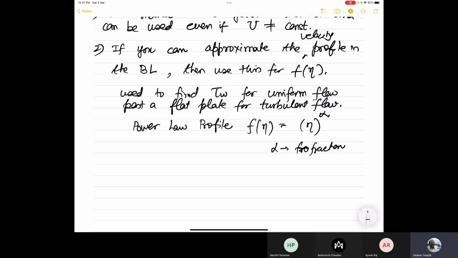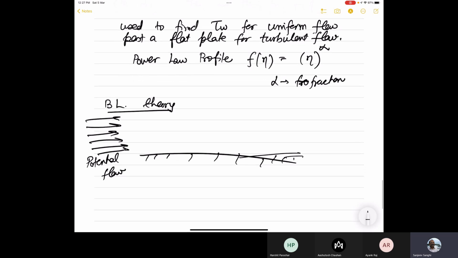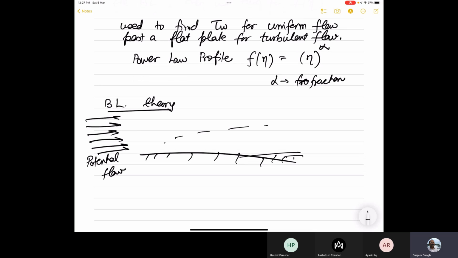Now, with this, we have almost come to the end of boundary layer. But what we realize in boundary layer theory is that if we look at it in general, there is some wall, and this could be straight, curved, anything. There is a potential flow distribution which is known, and then what we are saying is near the wall there is a thin region which is the boundary layer.